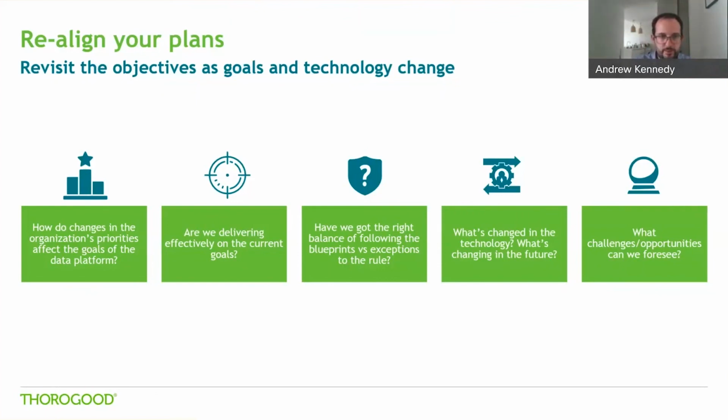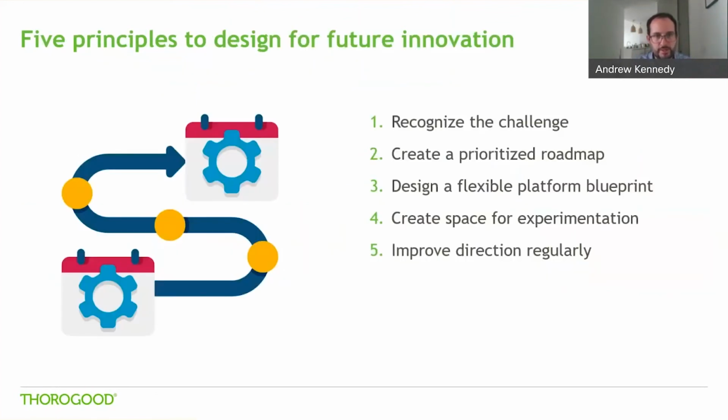So all of those things help you to revisit and realign your plans. So to recap all of that then, just in summary, the 5 points. First, recognize the challenge, and then from there, create a prioritized roadmap, lay out all the different use cases that you're looking at, what's short term, what's long term, what do we definitely want to do, what's a more aspirational goal within those use cases and solutions.